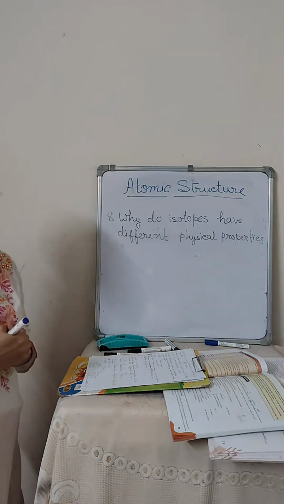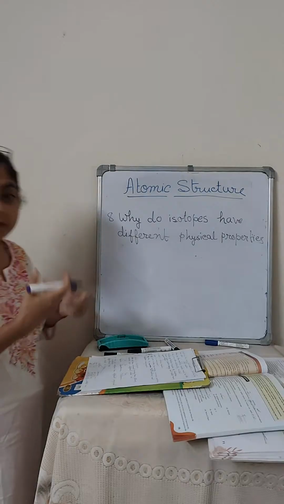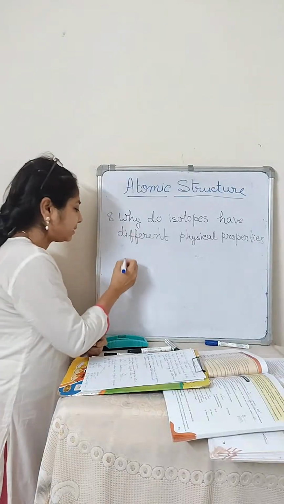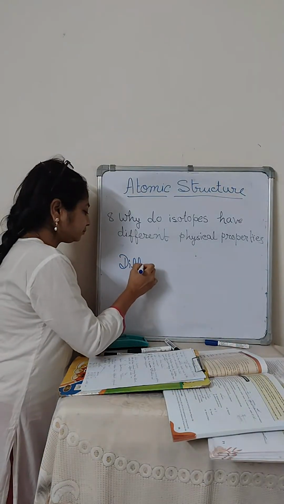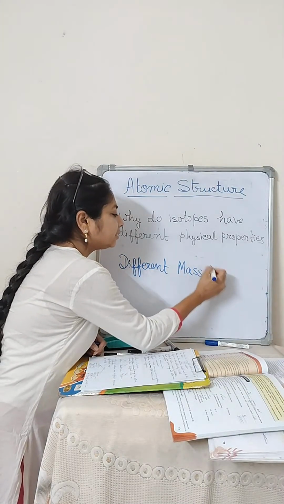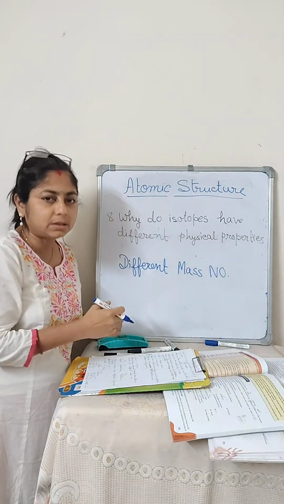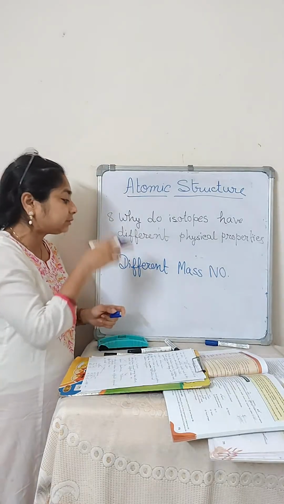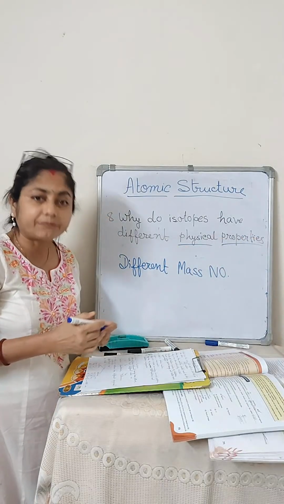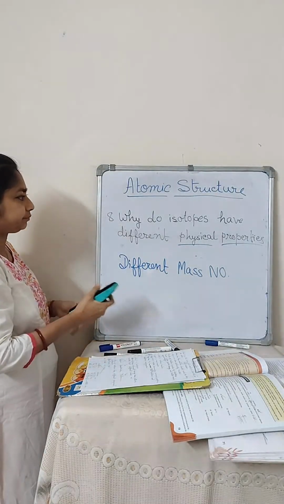Can anyone write the answer? Very simple thing. The answer is the mass numbers are different. Different mass number. In isotopes, the mass numbers are variable, but the atomic number is the same. Due to the different mass number, the physical properties are different. Clear? Now I tell the electronic configurations.